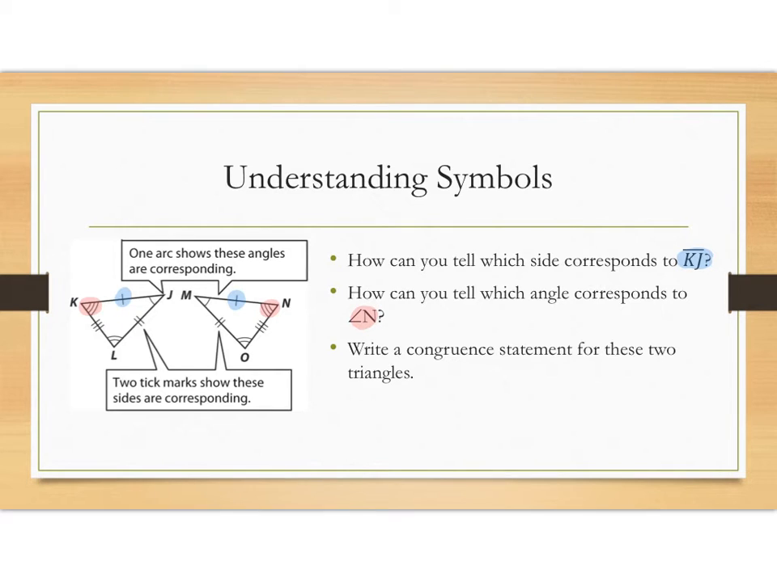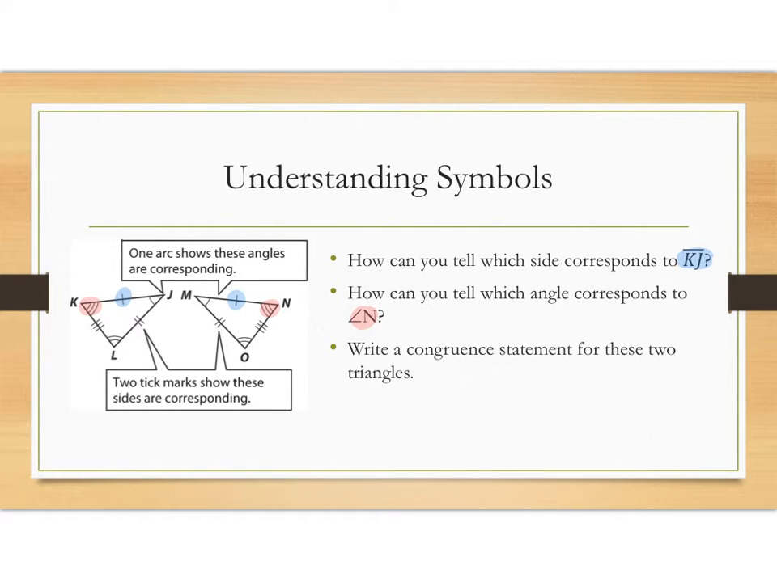So let's write some congruence statements for these facts. We can say that JK is congruent to MN. And we can also say that angle K is congruent to angle N. These are considered to be corresponding parts, and since the triangles are congruent, the corresponding parts are as well. There's other corresponding parts in the triangles too. Let's write a statement for the entire triangle.